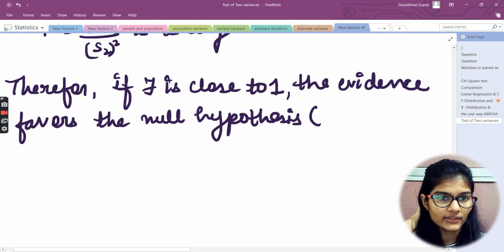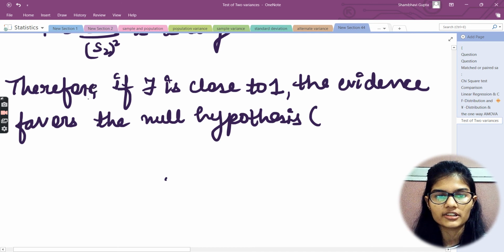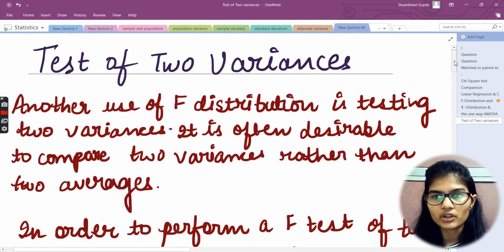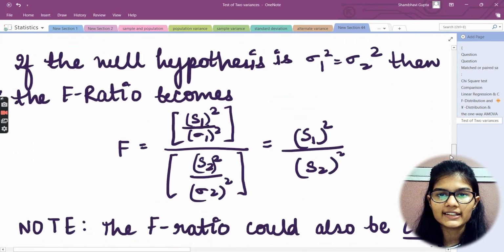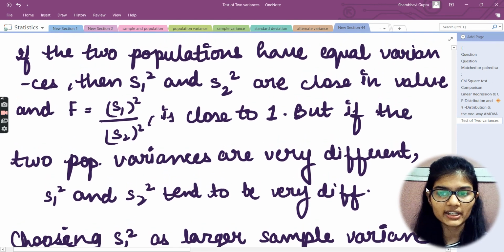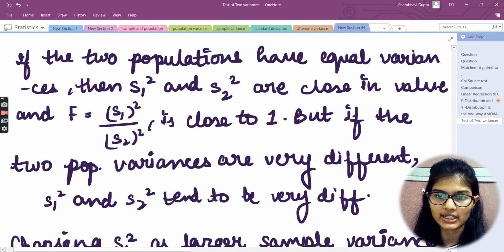I hope I am clear with everything I have mentioned here regarding what we have studied, the conditions we applied, and what happens depending on whether S1 is larger or S2 is larger.